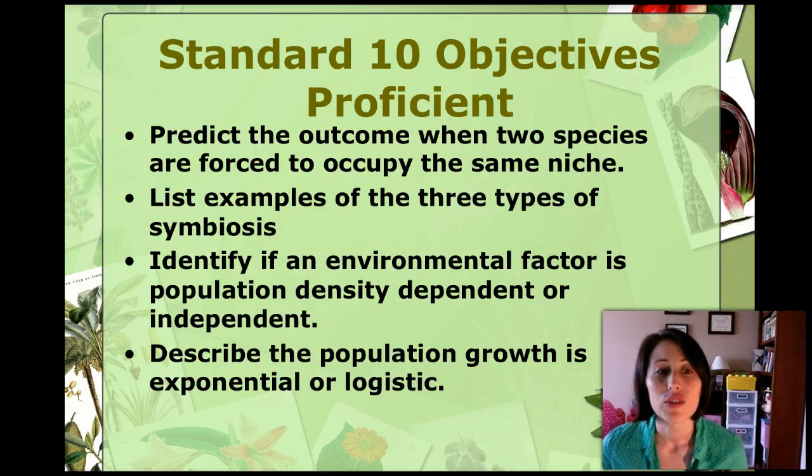Predict the outcome of when two species are forced to occupy the same niche. List examples of the 3 types of symbiosis. Identify if an environmental factor is population density dependent or population density independent, and describe the population growth, whether it's exponential or logistic, and what that means.